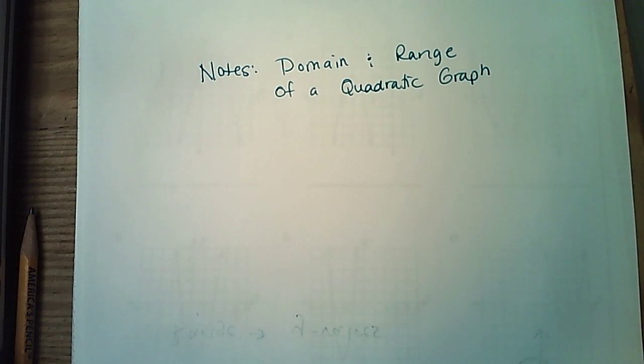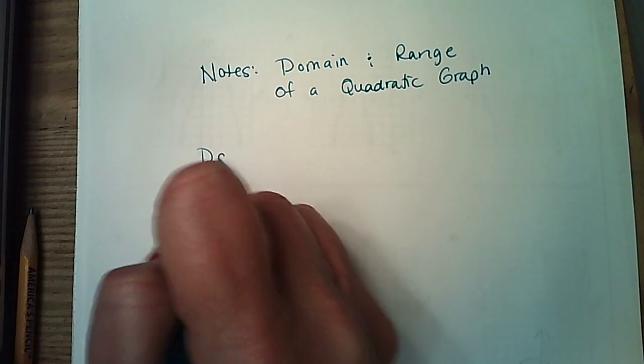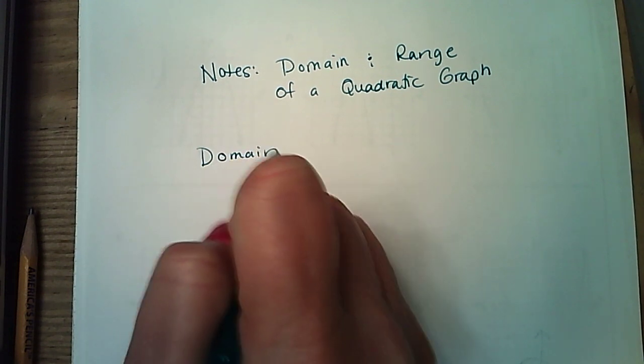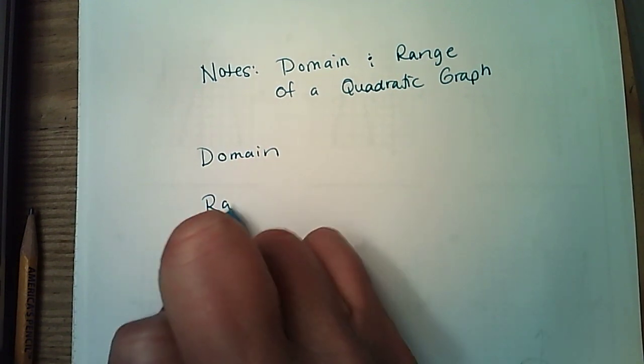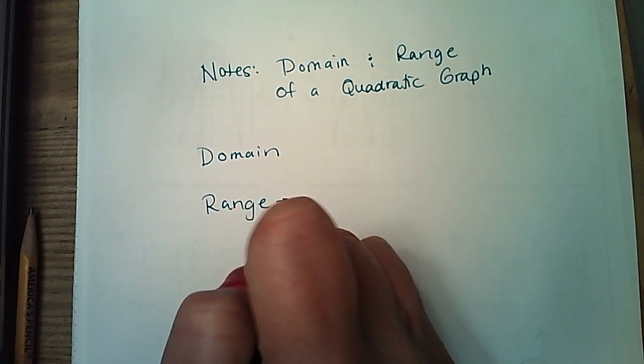Today we are going to learn about the domain and the range of a quadratic graph. First of all, it's no different than what we learned earlier this year when we had a linear graph. Remember, a linear graph made a line, a quadratic graph makes a U. So with that, the domain and the range, I think, is a little bit easier on this graph than it is on the graph we did earlier in this year.